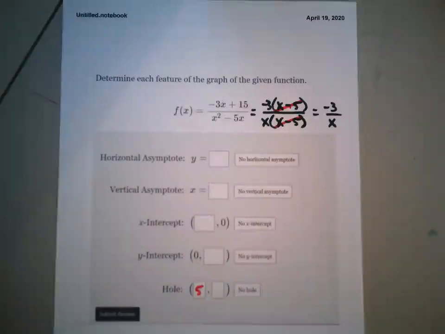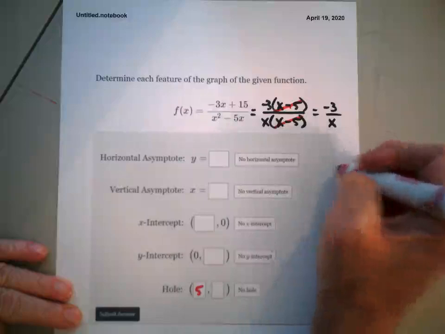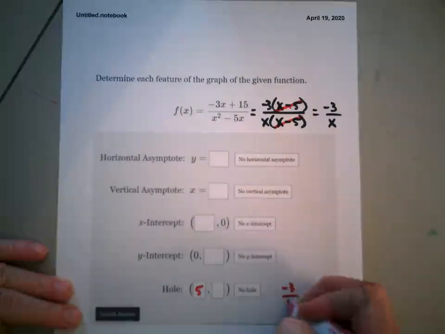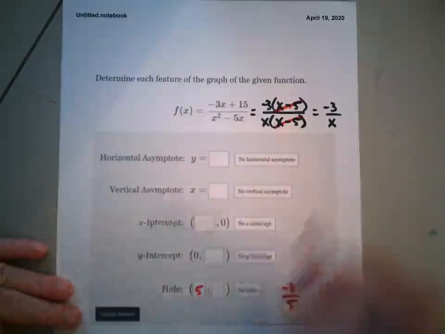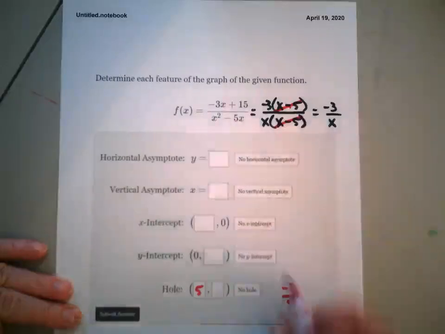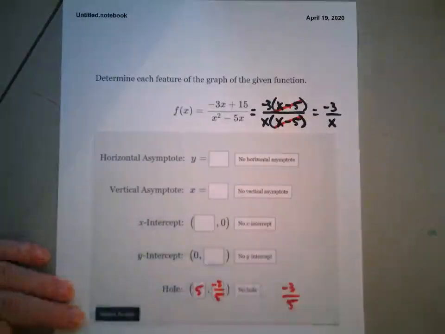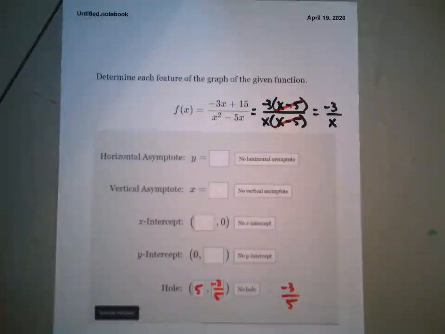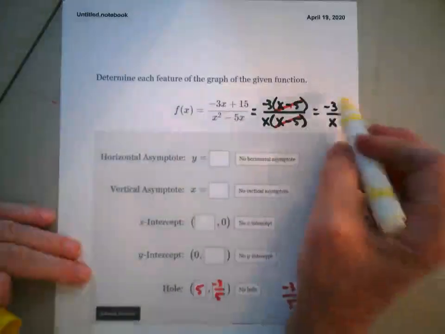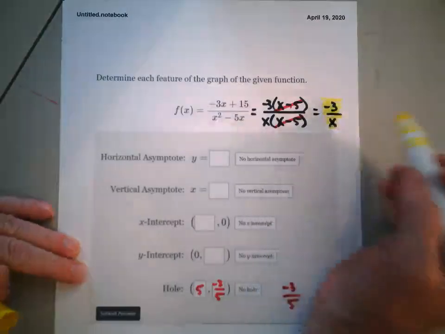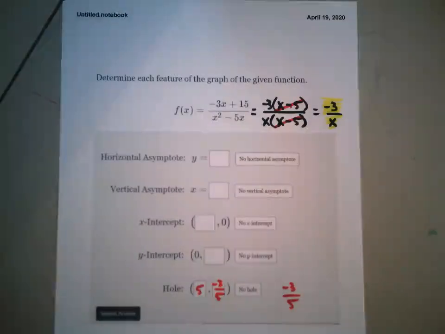Okay, so we're going to take that 5. So -3 over 5, because we're going to take this 5, plug it back into the problem right here, and that gives us -3 over 5. -3 over 5. So that's our hole. All right, so everything else is going to come from this part of the problem right there.